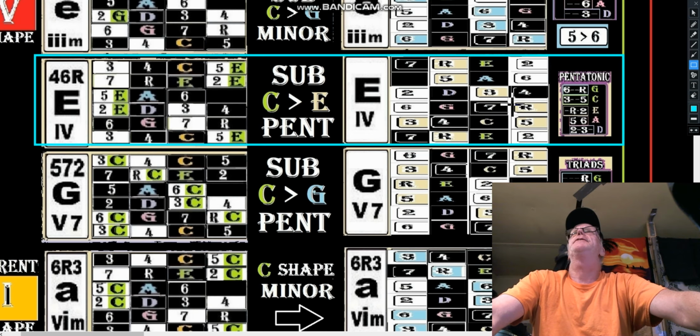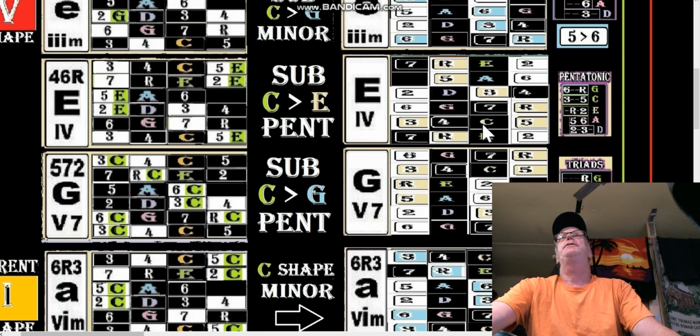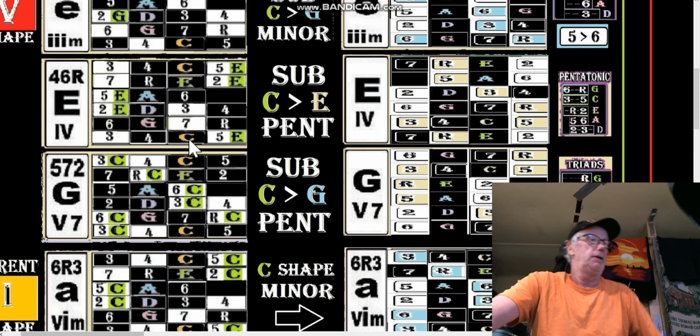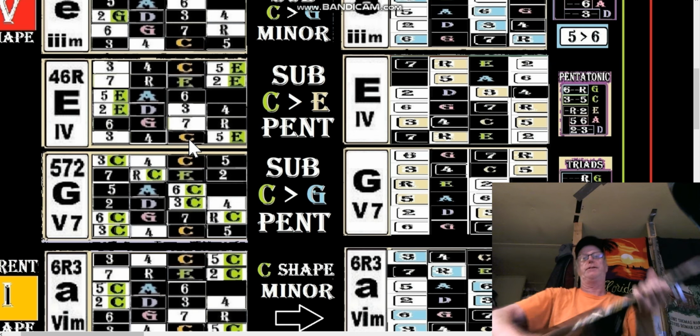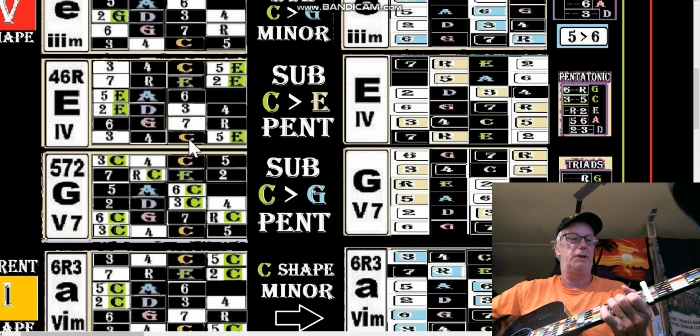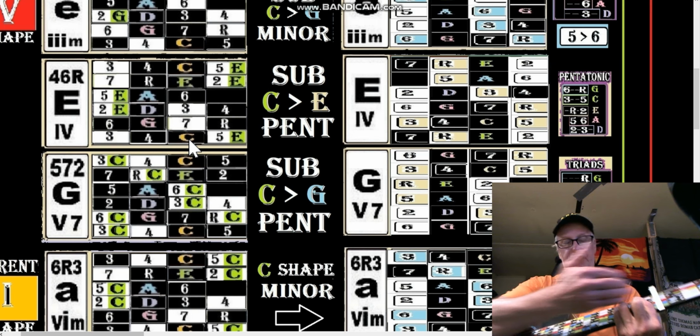Okay, so we made a substitution here. We substituted the E for the C shape on the fourth. Of course, you would do that. If you're going from C to E, you're going to substitute a C. You're going to go from a C shape, and then you're going to play an E shape. But this is in the C box.